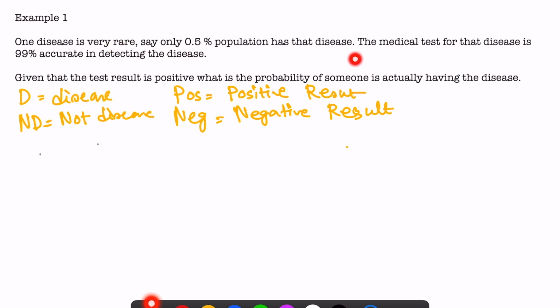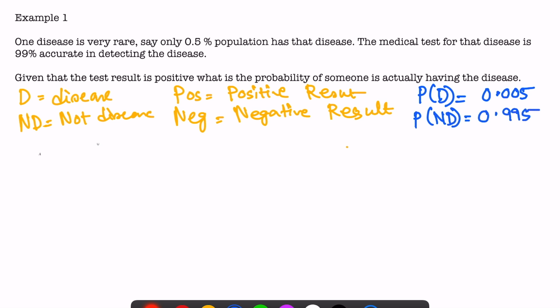0.5% of the population has the disease, so the probability of disease is 0.005, because only 0.5% of the population has the disease, so it's a very rare disease and the probability is very low. Probability of not having the disease in that case will be 0.995, right? Now let's try to draw a tree diagram.